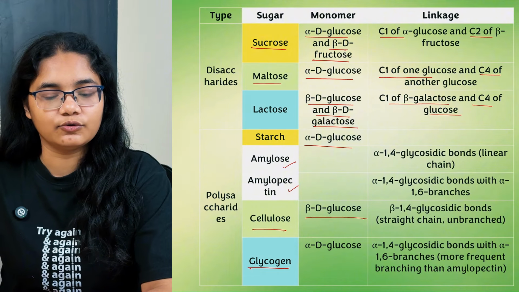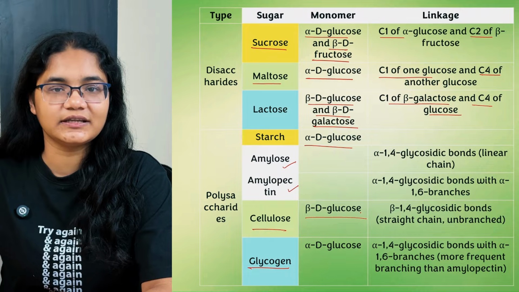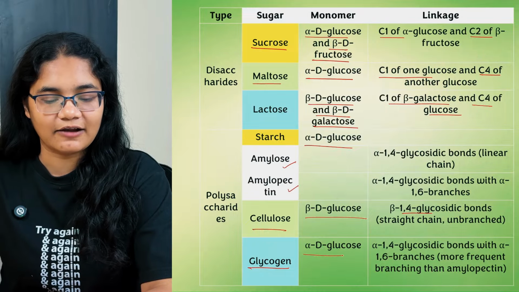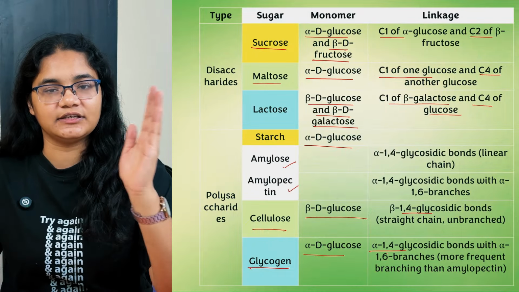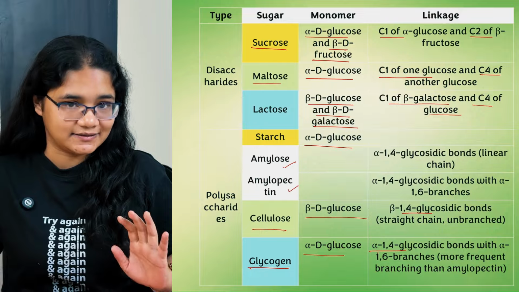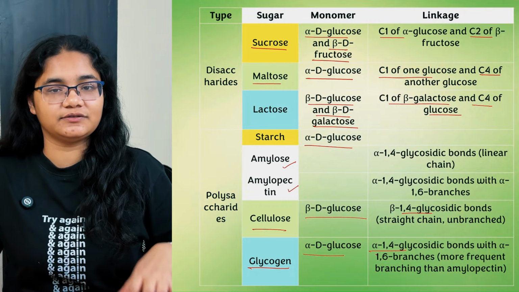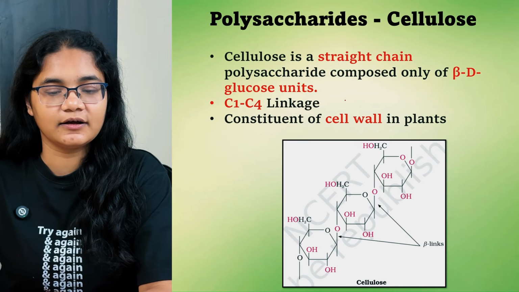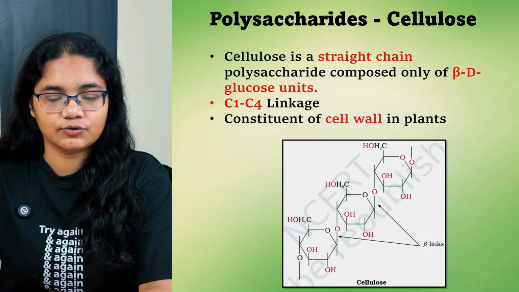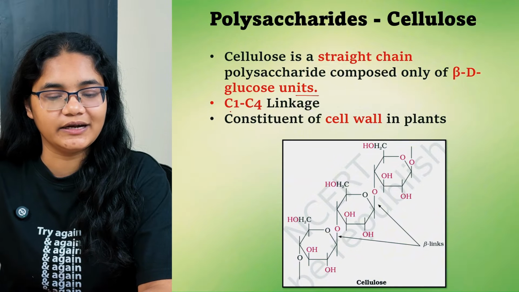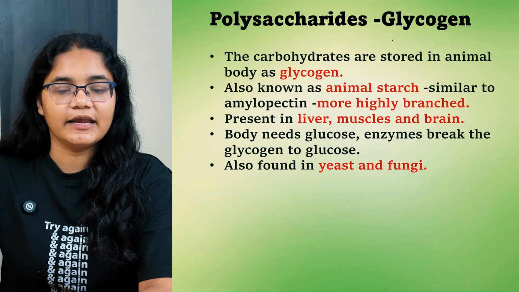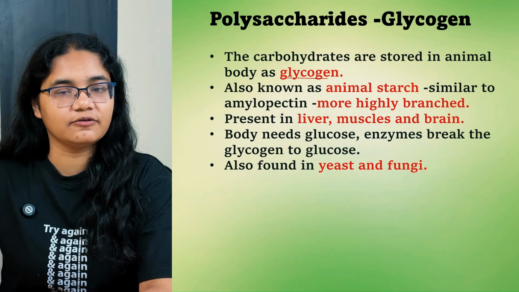In cellulose, the monosaccharide unit is beta D glucose, and here the connection is between C1 and C4. Now in glycogen, it is alpha D glucose. Here also the connection is C1 to C4 and also C1 and C6. The glycogen structure is very similar to amylopectin, but it is more branched. If you see the cellulose structure here, we have beta D glucose units with C1 C4 connection, and they are found in the cell wall of plants. In glycogen, the carbohydrates are stored in the form of glycogen.